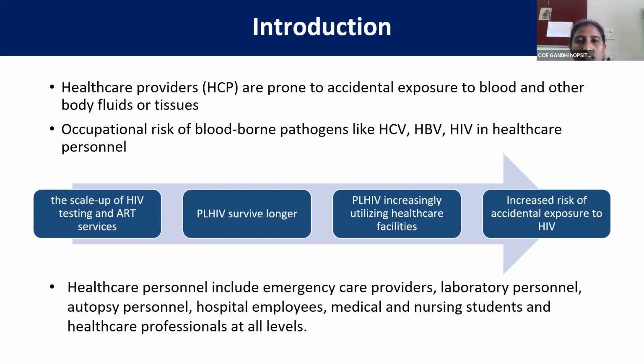So healthcare providers are more prone to accidental exposure to blood and other body fluids during our routine job work. So we are at risk of getting infected with HCV, HBV and HIV. All healthcare personnel are at risk of being exposed to these infections. Healthcare providers include all the emergency care providers, lab personnel, nursing staff, interns, and autopsy personnel. All these persons are at risk of transmission of these infections.